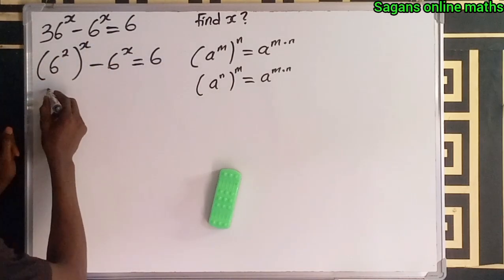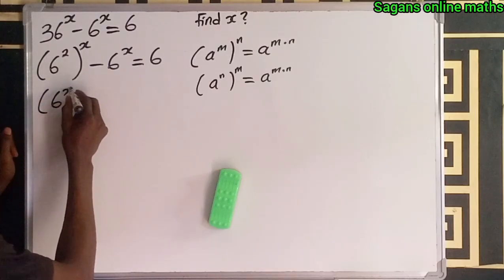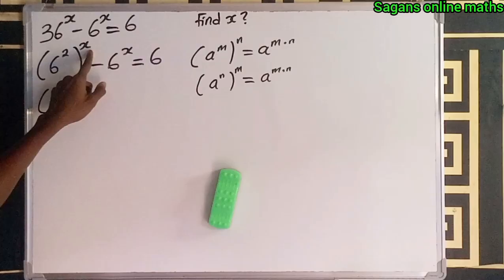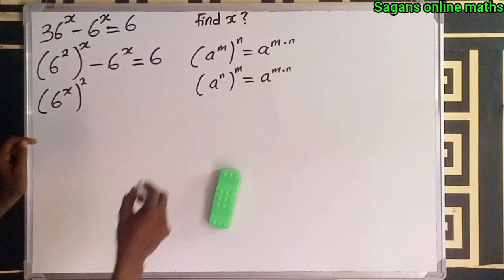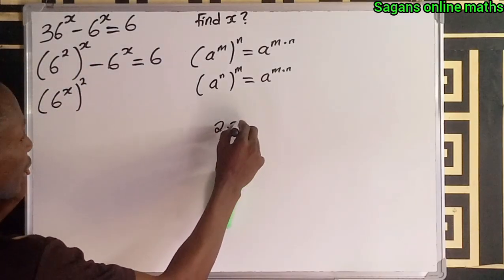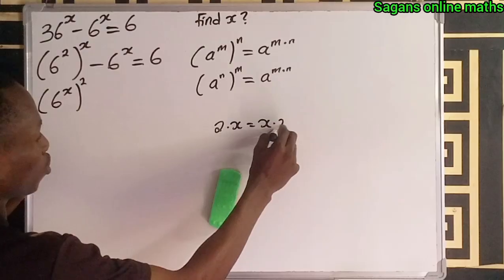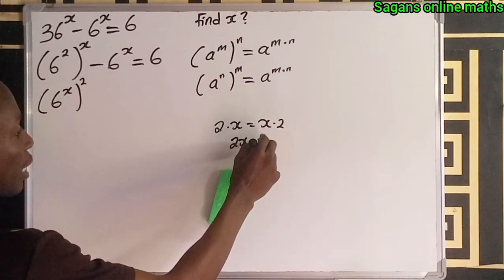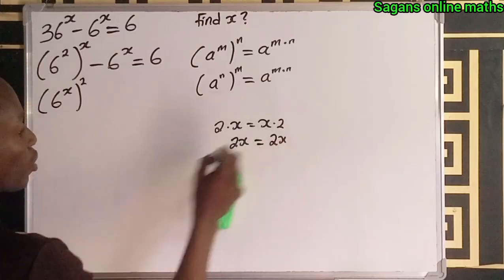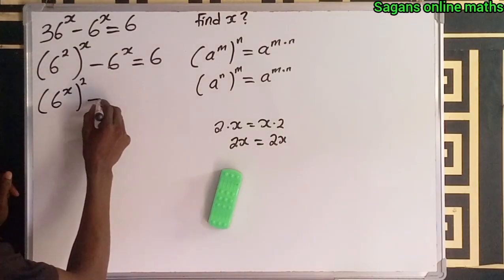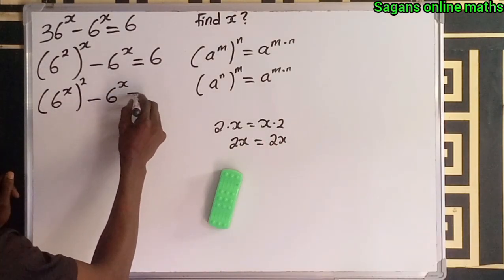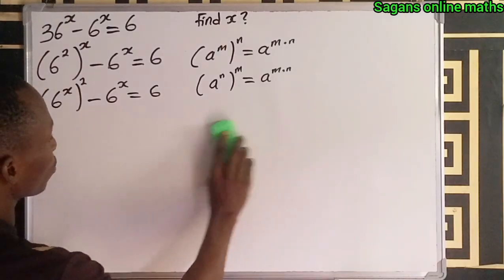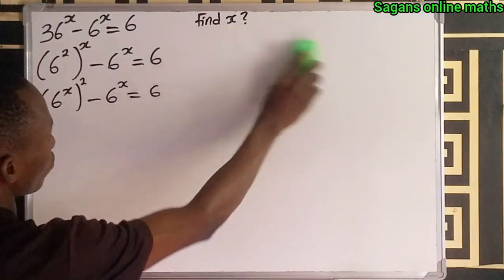So we're going to have 6 to the power of x, all to the power of 2, because we know that 2 times x is equal to x times 2. Look, 2 times x is 2x, and x times 2 is also 2x. Minus 6 to the power of x equals 6. Wow, it's amazing. So let me remove this one here quickly.